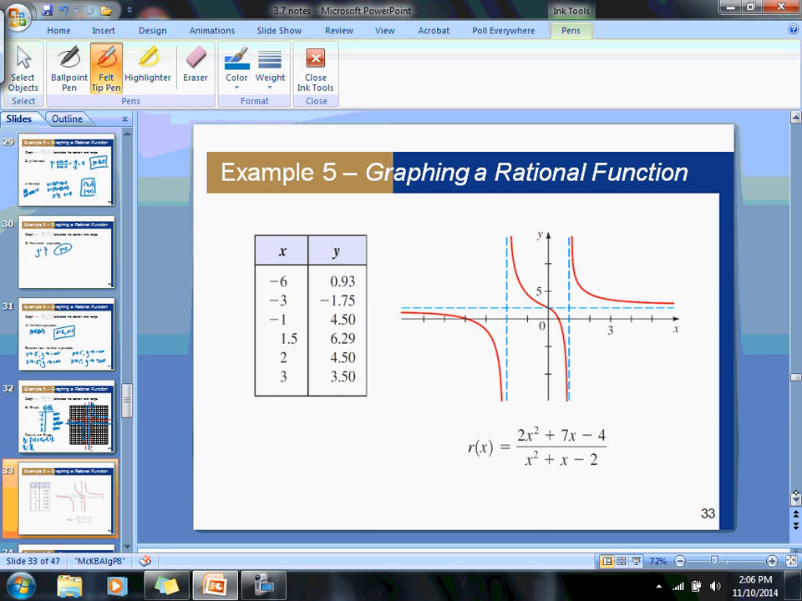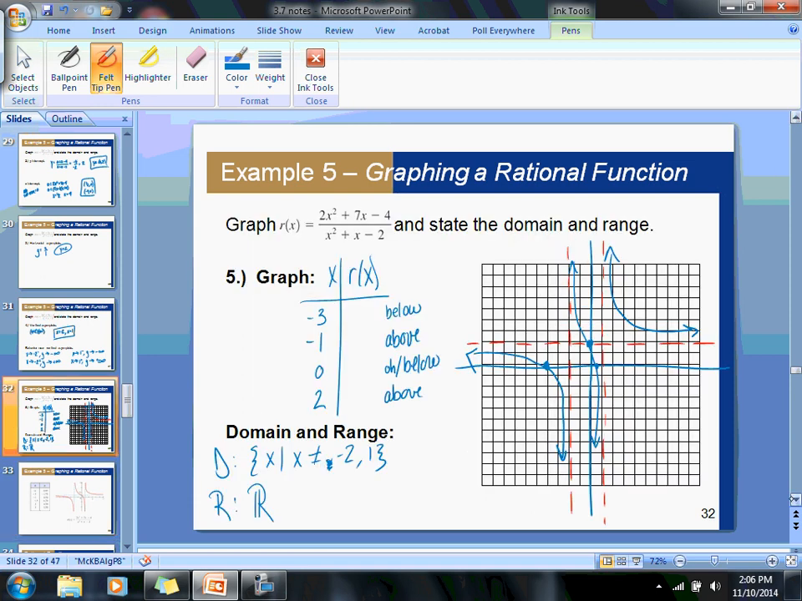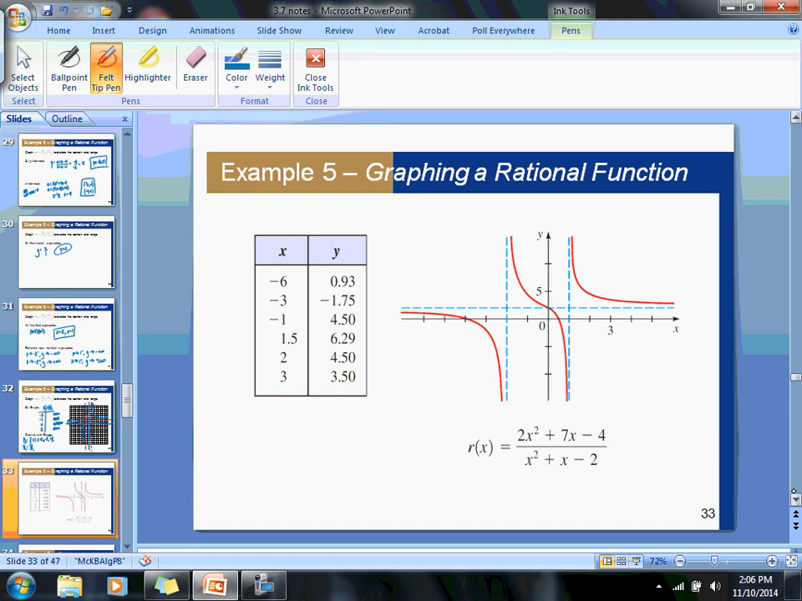Okay. So there's the book version of the graph. There's their table of values with their actual decimals. So I know I didn't complete mine on the previous page, but there's their completed table of values.